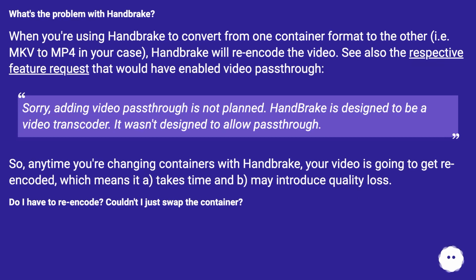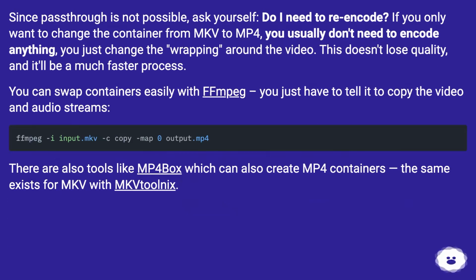Do I have to re-encode? Couldn't I just swap the container? Since pass-through is not possible, ask yourself, do I need to re-encode? If you only want to change the container from MKV to MP4, you usually don't need to encode anything, you just change the wrapping around the video. This doesn't lose quality, and it'll be a much faster process. You can swap containers easily with FFmpeg, you just have to tell it to copy the video and audio streams.